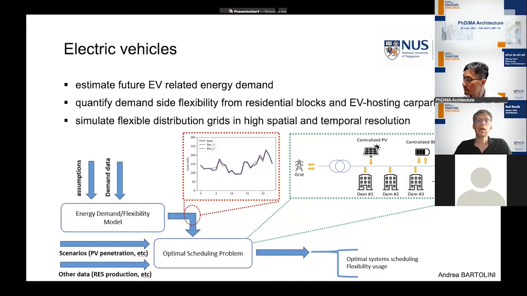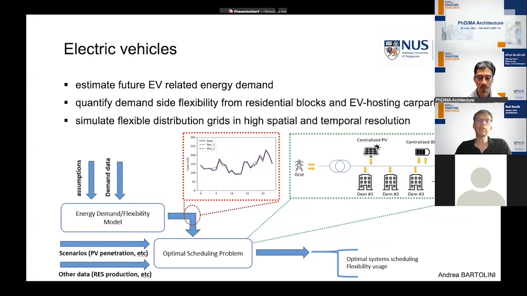So obviously, electric vehicles will increase the energy demand, especially focused on electricity. But at the same time, by manipulating when these electric vehicles are being loaded and what happens with the energy that is stored in the batteries, we can actually try to reduce the peaks of energy use throughout the day. And so for that, we need to know the demand side flexibility from residential blocks and the car parks next to it that host electric vehicles. And then we can build a model to simulate flexible distribution grids in both a high spatial and temporal resolution.